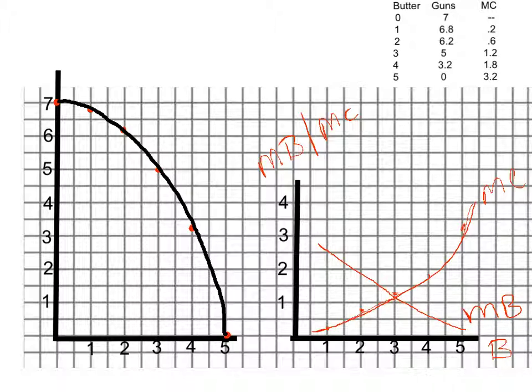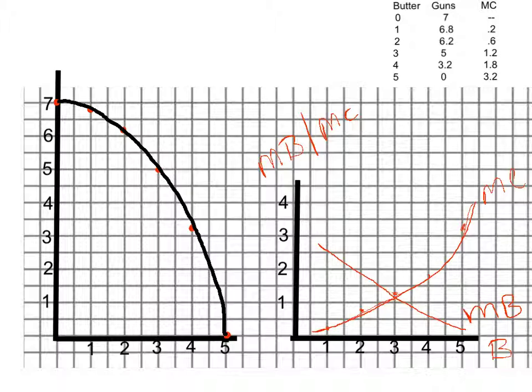So for the first one, marginal benefits greater than the marginal cost, do it. Second one, marginal benefits greater than the marginal cost, do it. Third one, marginal benefit equals marginal cost. That's where we stop. Remember, we engage in any behavior up to the point where the marginal benefit equals the marginal cost. For the fourth unit of butter, the marginal costs are greater than the marginal benefit, so he would not produce the fourth unit of butter.